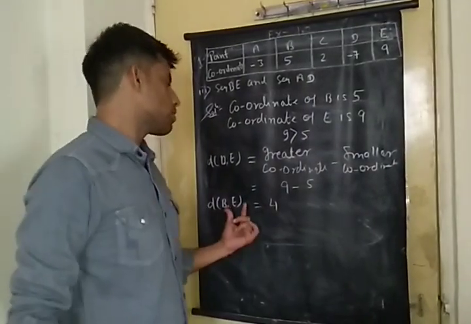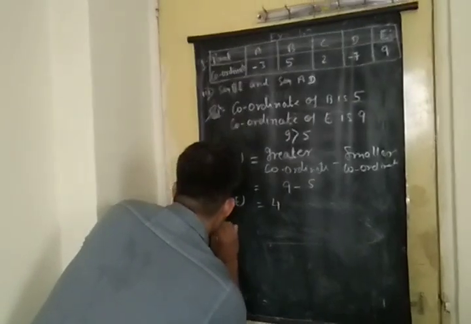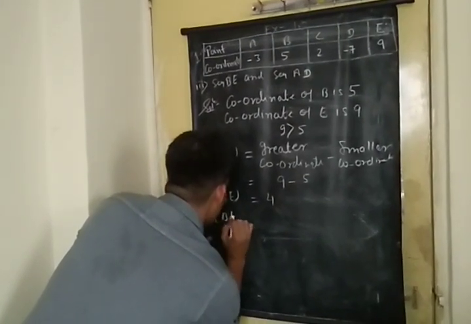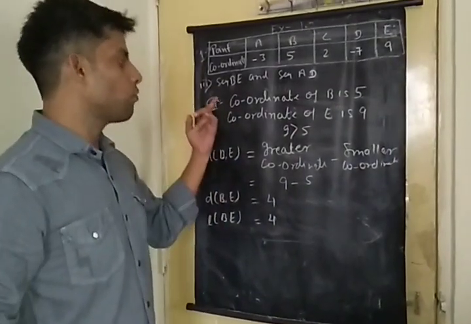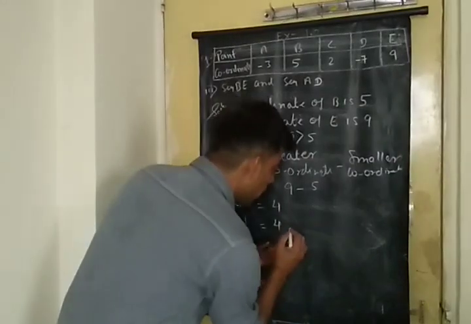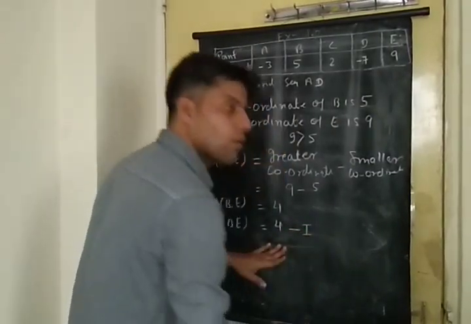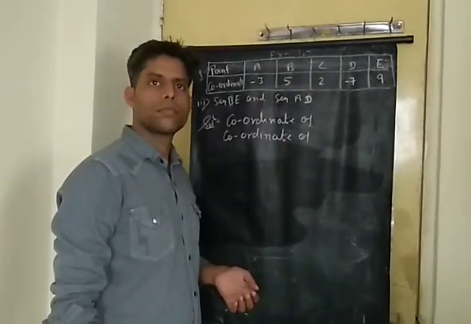We have got distance between B and E is what? 4. So it can also be presented as the length of segment BE is what? 4. So we have got length of BE. Similarly, we need to find out the length of AD. We'll mark it as result number 1.